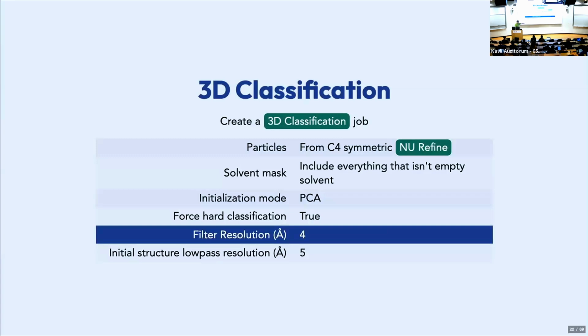Filter resolution is an extremely, extremely important parameter. When you hear resolution, if you're anything like me, you think lower number, right? I want it to be 2. That's the resolution of your map. Filter resolution is telling you how big a difference I'm looking for, okay?